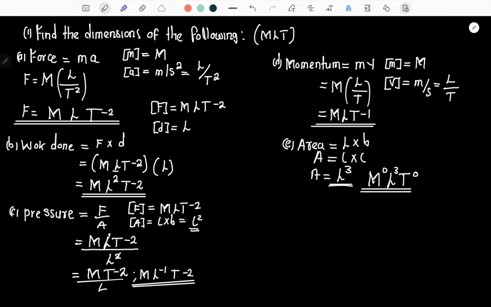Why am I putting M to the power 0? Because you know that any number raised to the power 0 is 1. 1 multiplied by L to the power 2, it will still be L to the power 2. It will be still one and the same thing.